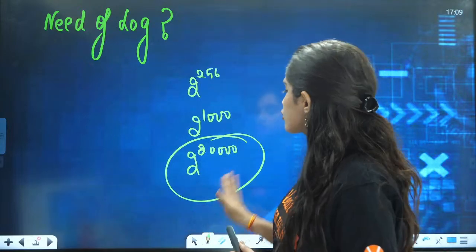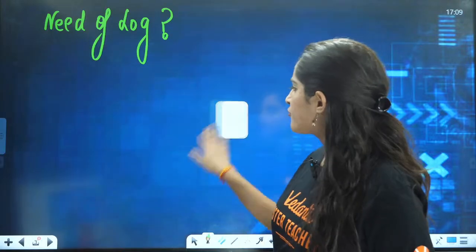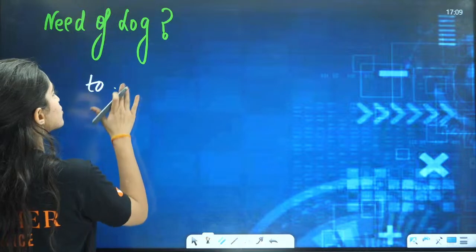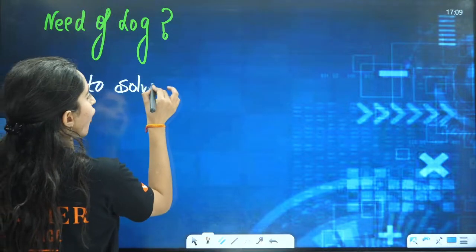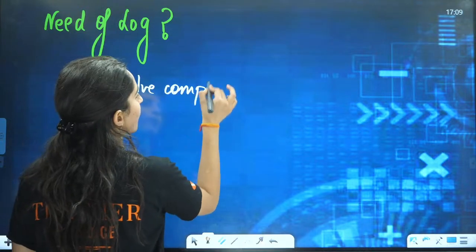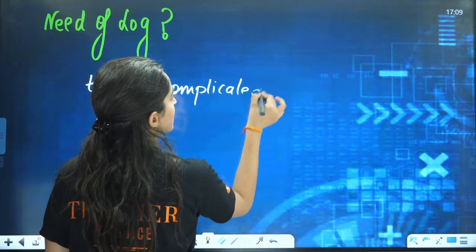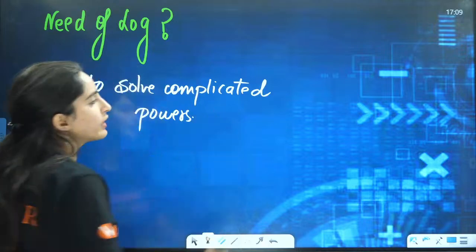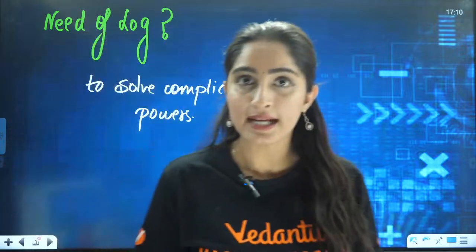Okay, so that was the use of log table. Let us write it here: to solve complicated powers, we need log, right?